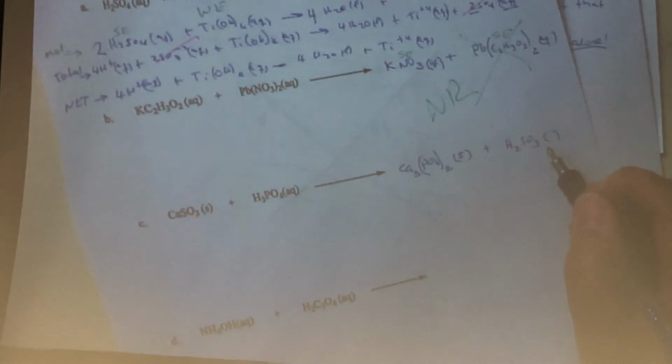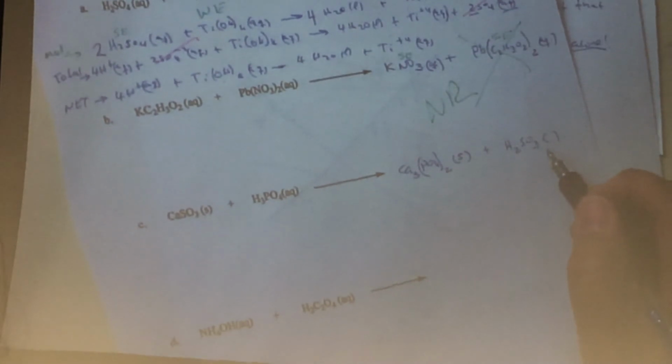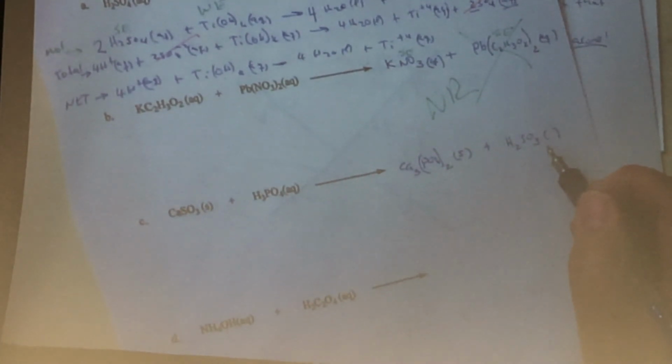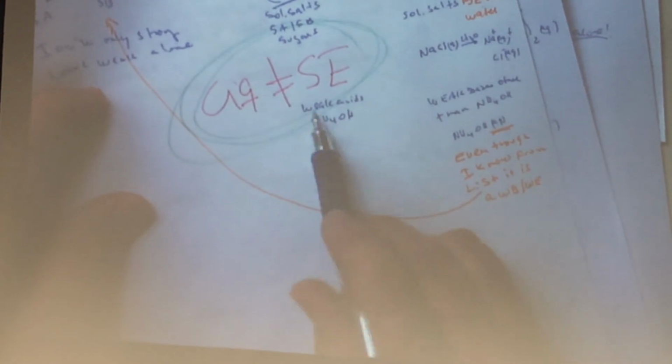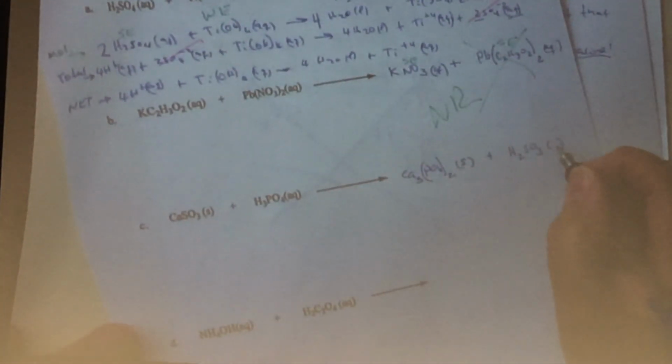Is it a strong electrolyte or a weak electrolyte? It's weak. Why? It's not on the list of strong. So, wait. What do I do with weak acids? What do I put? Oh, okay. AQ. Because what?